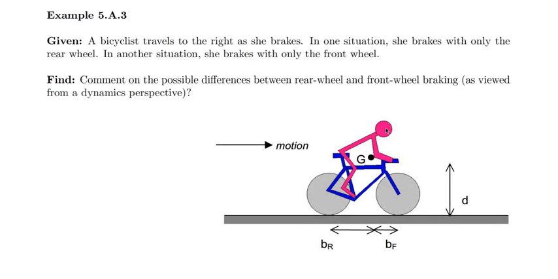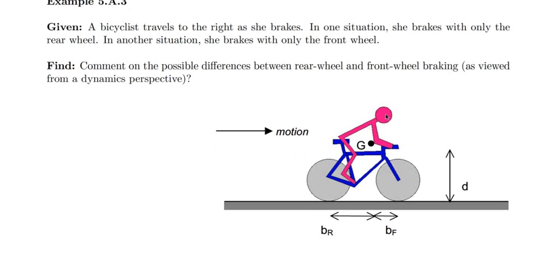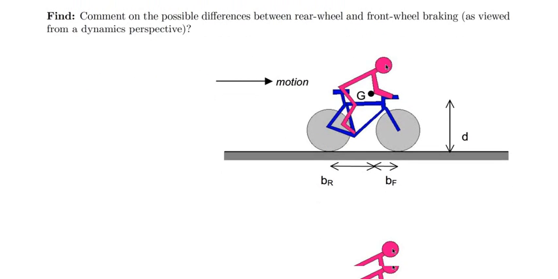Okay, so in this problem we have a bicyclist who's traveling to the right and she suddenly brakes. In one situation she brakes with only the rear wheel, and in another situation she only brakes with the front wheel. Based on this problem we're asked to comment on possible differences between rear and front wheel braking as viewed from a dynamics perspective.